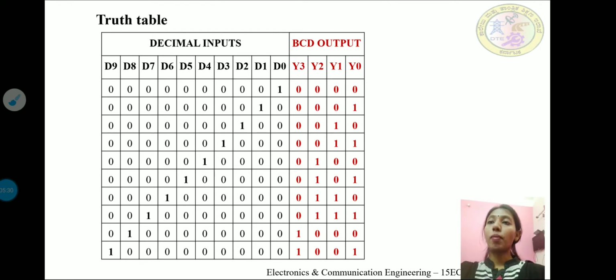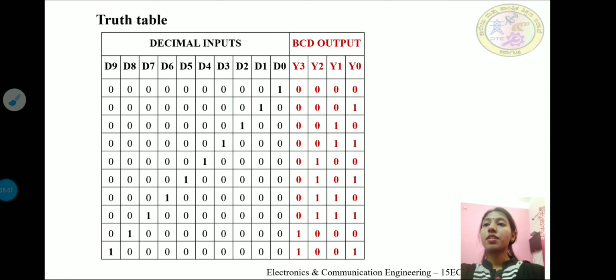So one of the drawbacks of the encoder is that if two inputs are made high at the same time, then it will result in the wrong code. The output will be equal to 1111. So to overcome these drawbacks, the priority encoders are used, which will be covered in the later sessions.